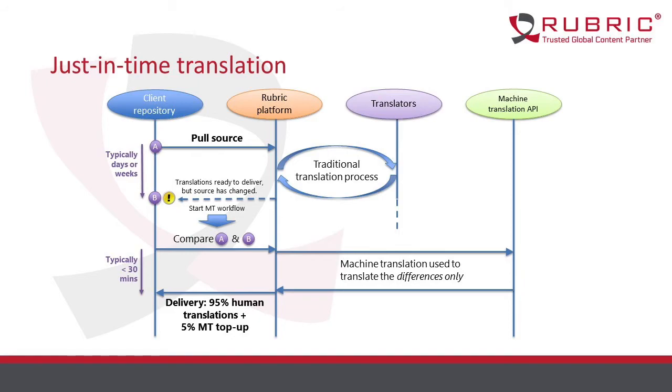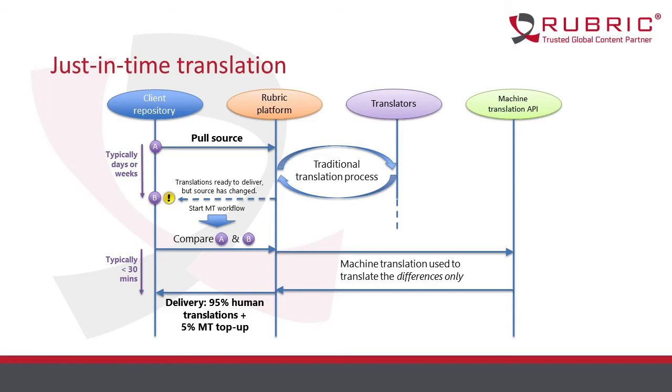And during that time, the client has continued to work on their content. So by the time we get to point B, the translations are ready, but the source content has actually changed, and we will pick up on that, and we'll do a comparison between point A and point B. We'll take the differences and very quickly machine translate those differences and deliver a final result, which is an up-to-date set of translations where the vast majority of the content has been human translated, and it's only the delta between A and B that's been machine translated.